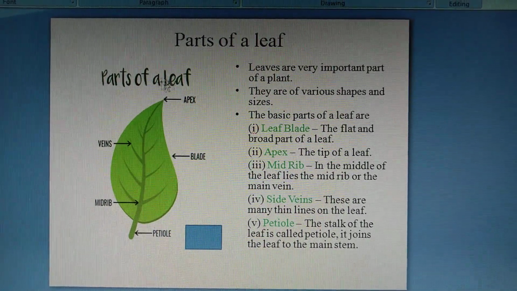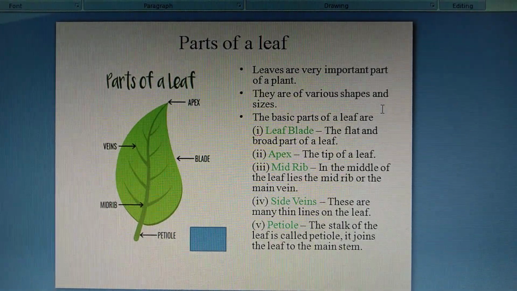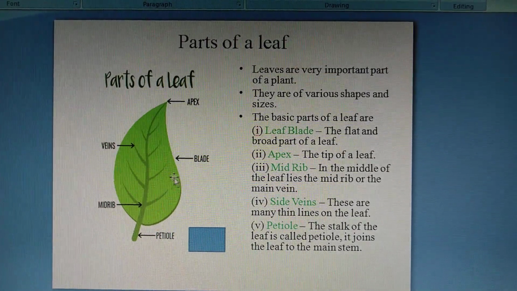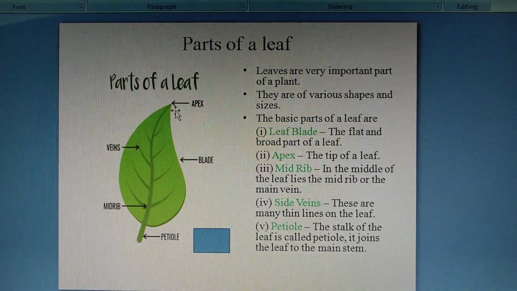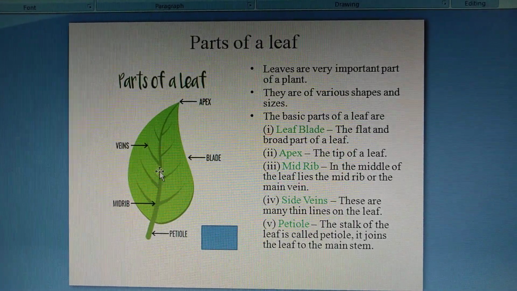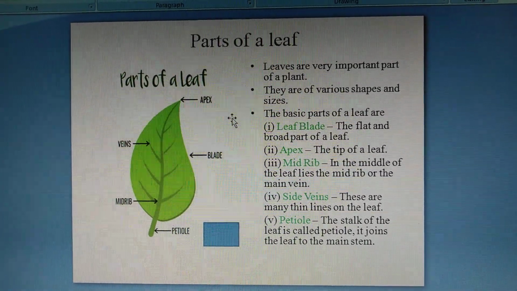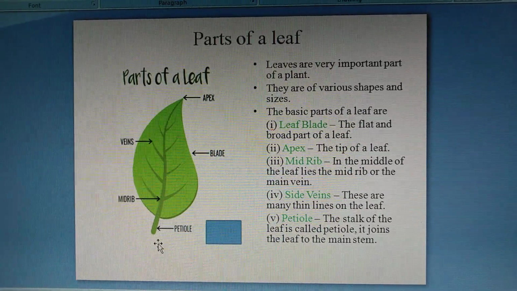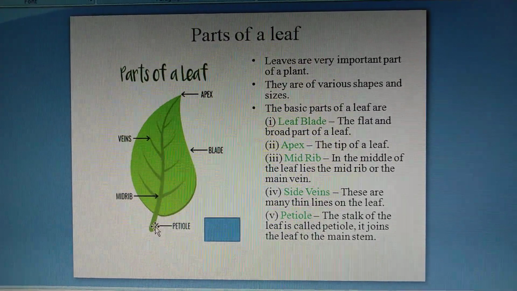Parts of a leaf. Leaves are a very important part of a plant. They are of various shapes and sizes. The basic parts of a leaf are: leaf blade, the flat and broad part of a leaf; apex, the tip of a leaf; midrib. In the middle of the leaf lies the midrib or the main vein. Side veins. These are many thin lines on the leaf. Petiole. The stalk of the leaf is called the petiole. It joins the leaf to the main stem.